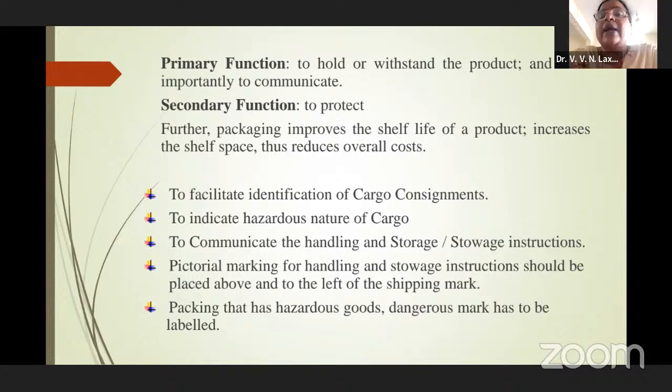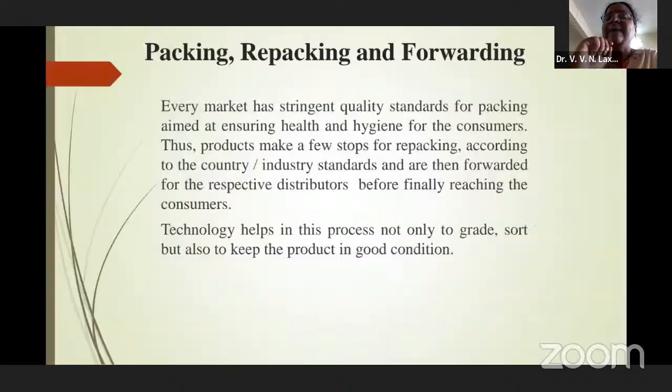Packaging is also required to communicate the handling, storage, and stowage instructions. Then hazardous and dangerous marks are also put up over the packaging. Now let us see what is packing, repacking, and forwarding.